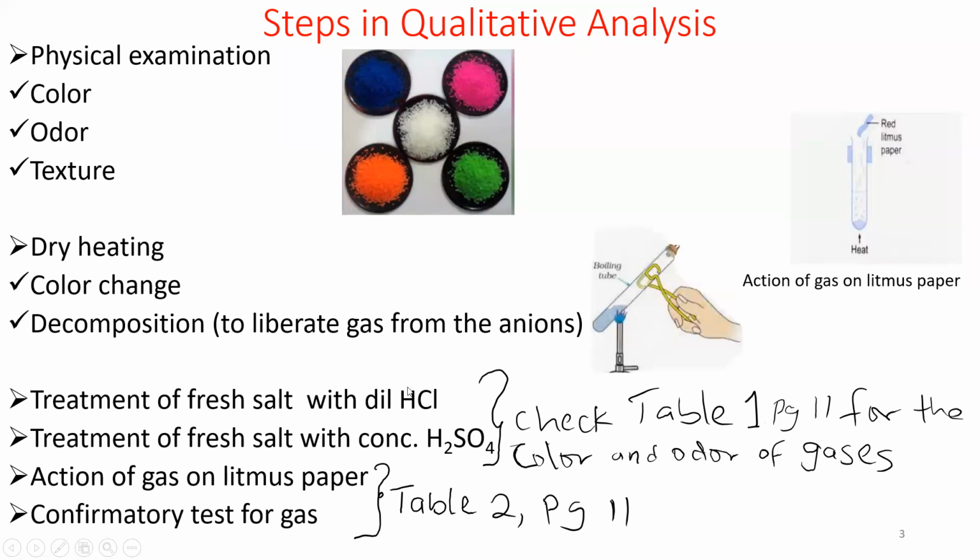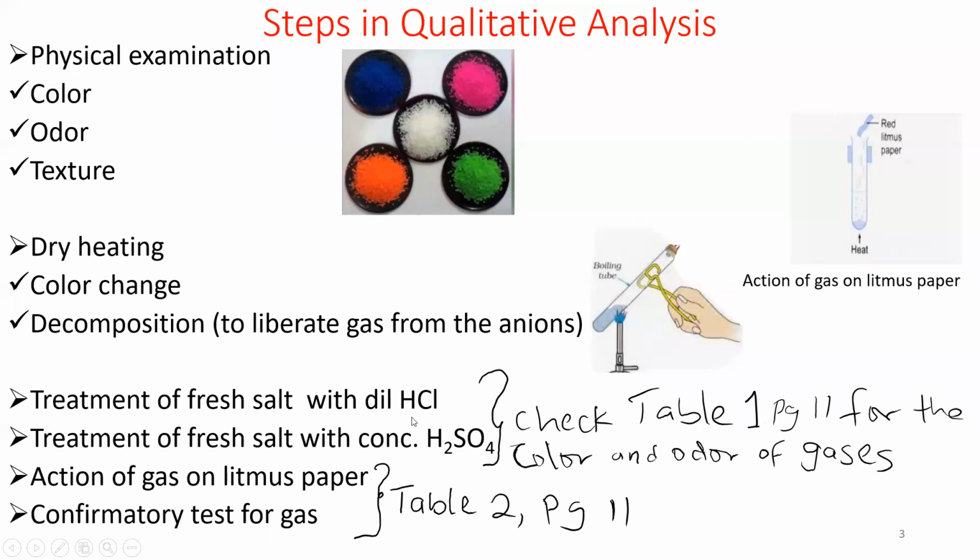If we do that and we still can't liberate any gas, we discard it, wash off our test tube, dry it, take another pinch of the salt and add conc H2SO4. By the time we do this, we should be able to liberate a gas. And we can check table 1 on page 11 for the color and odor of gases that can be liberated.